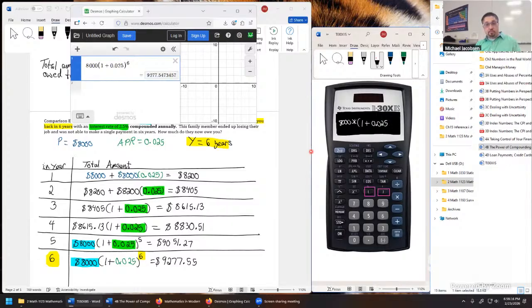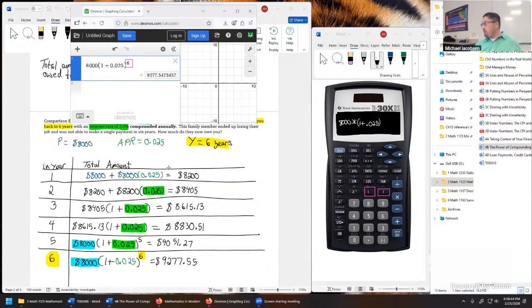Probably at this point, you've scrolled far on the calculator, and what you started typing already is not visible. But you can use the left arrow key and the right arrow key to see the whole thing. I just need to write this a little bit smaller so I can actually fit it in. 1 plus 0.025. Be sure to close the parenthesis. And now the next thing we need to get is that exponent right there.